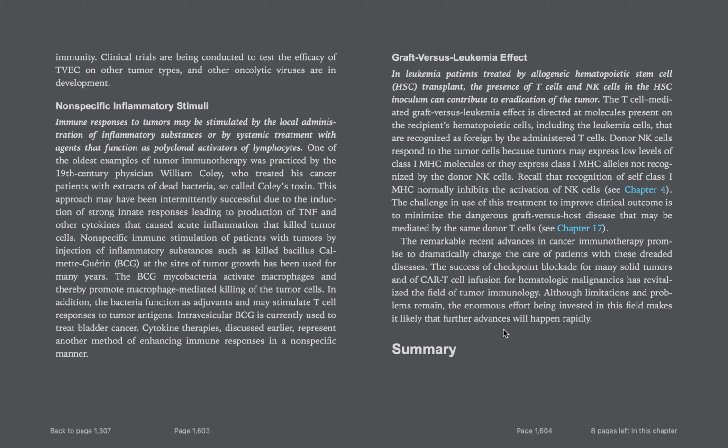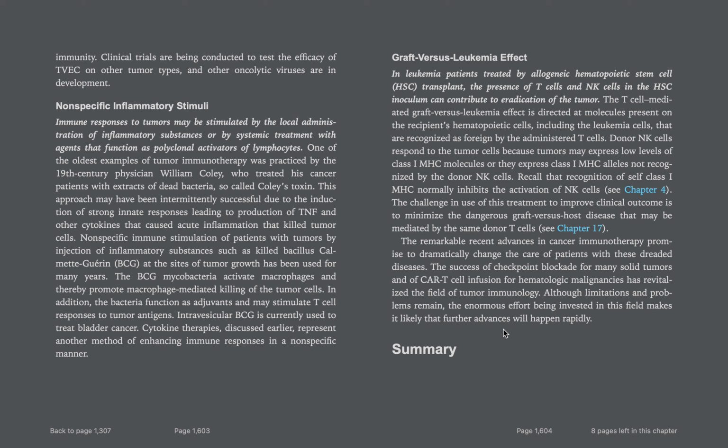Graft versus leukemia effects. In leukemia patients treated with allogeneic hematopoietic stem cell transplant, the presence of T cells and natural killer cells in the hematopoietic stem cell inoculum can contribute to the eradication of tumor. The T cell-mediated graft versus leukemia effect is directed at molecules present on the recipient's hematopoietic cells, including leukemia cells, that are recognized as foreign by the donor T cells.